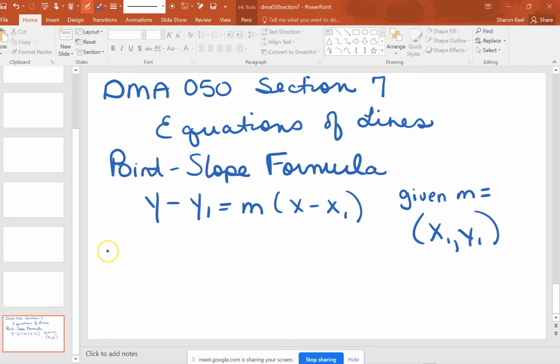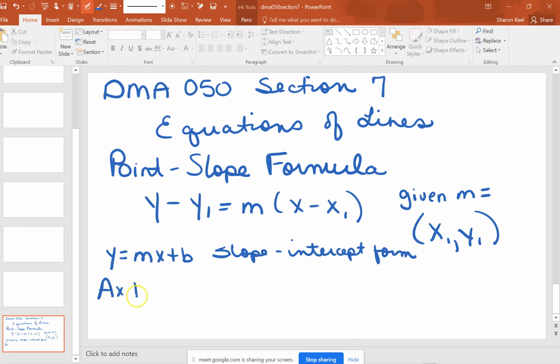The 2 forms that we are familiar with: y equals mx plus b, which we call the slope intercept form. The other form of the equation was ax plus by equals c. This is called the standard form. And this was something we talked about on the first day of class when we were together in the classroom. So either your answer will be in this format or it will be in standard form.